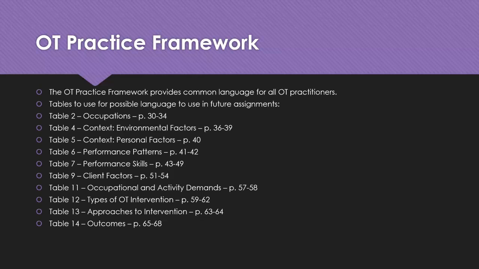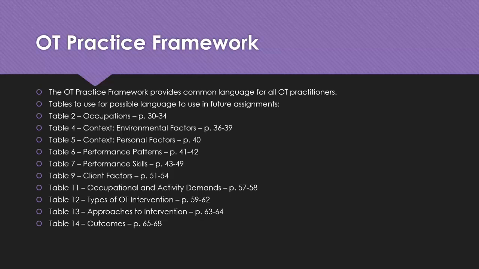In the OT practice framework, there are tables towards the end of the document. I've pointed out a few tables here that I think you should become familiar with and look at when you're doing case studies or doing other things where you're involving OT practice framework language. There's table 2 for occupations, and the page numbers are listed for each one of these tables. Table 4 talks about environmental factors, table 5 personal factors, table 6 performance patterns, table 7 performance skills.